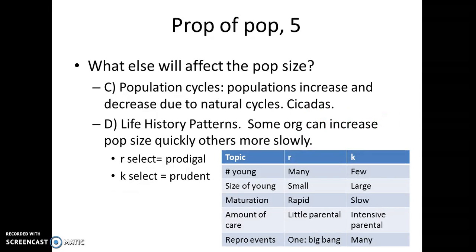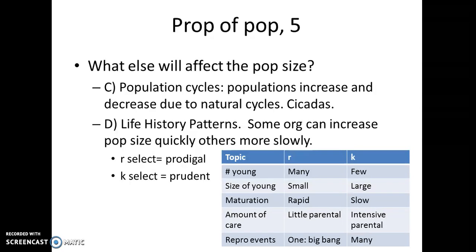What else can affect population size? Well, population cycles, where populations increase and decrease due to natural cycles. For example, the cicadas, the sound of summer. We have 15-year cicadas and 13-year cicadas and 17-year cicadas, and they will peak every 17, 13, or 15 years. That is a regular population cycle.